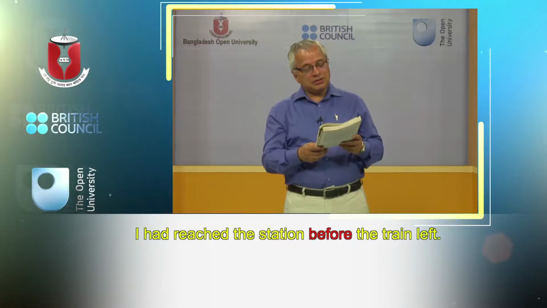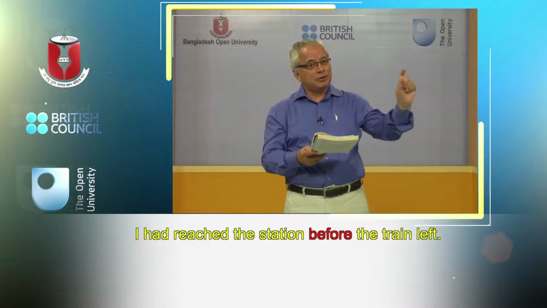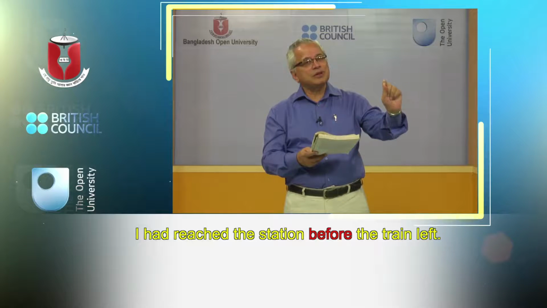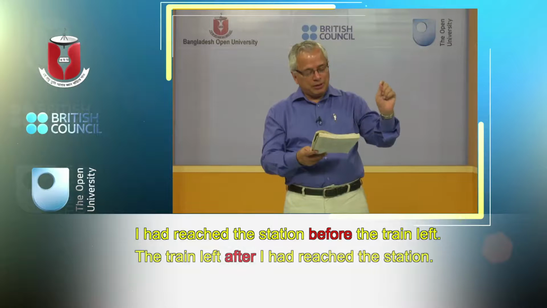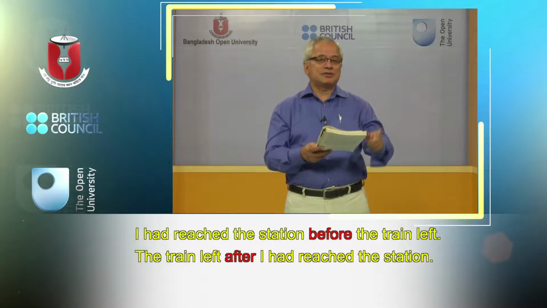Say, when two actions in the past are described with before and after, how to use them? When you use before, then the past perfect tense should come before the word before. Look at this sentence. I had reached the station before the train left. So before is coming before the sentence which is in the indefinite tense. But look at after. The train left after I had reached the station.